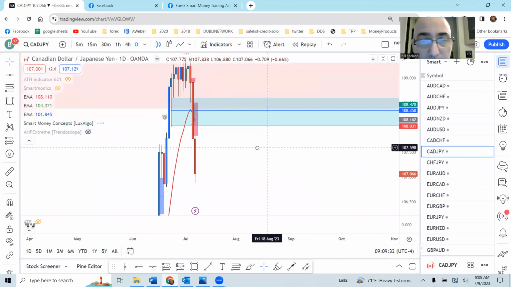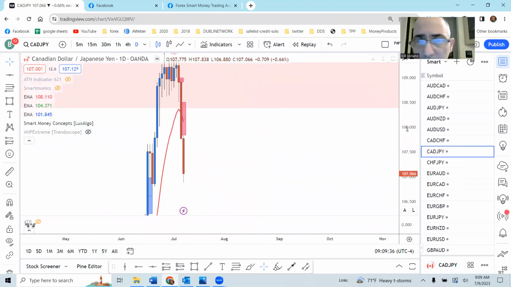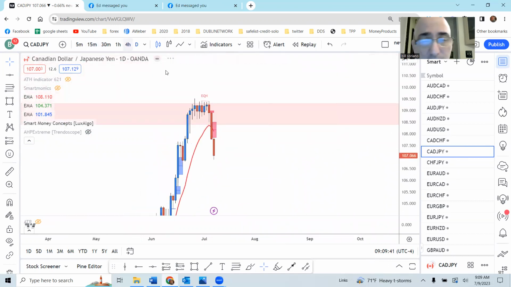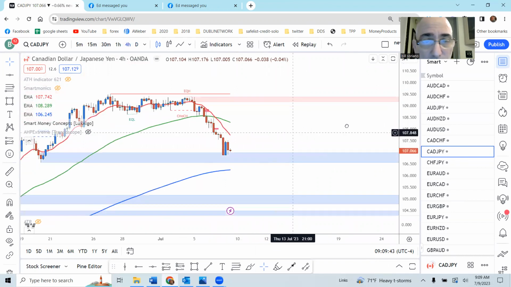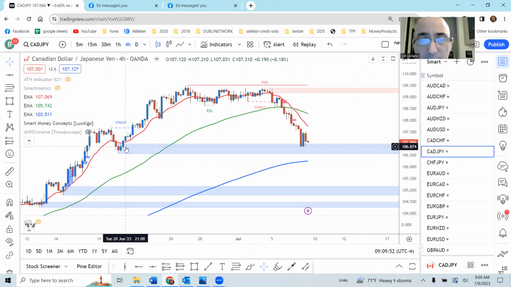CAD JPY. Okay, let's remove this drawing here. This is very, very bullish, as you can see here. Drop down to the 4-hour. We can see right here that price kind of just came down and didn't really, it just barely hit our point of interest here.